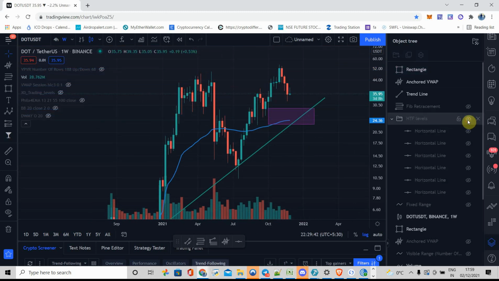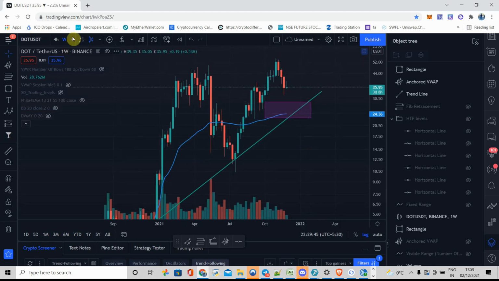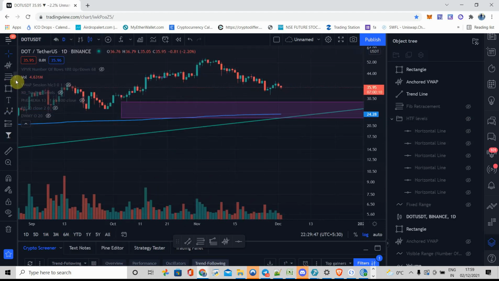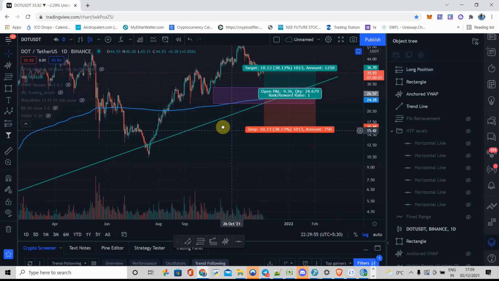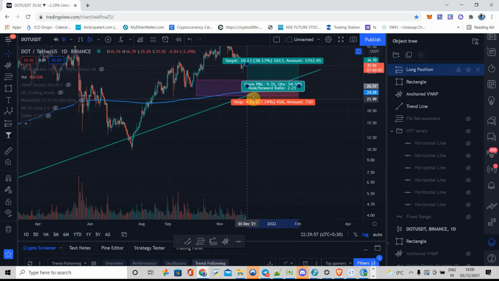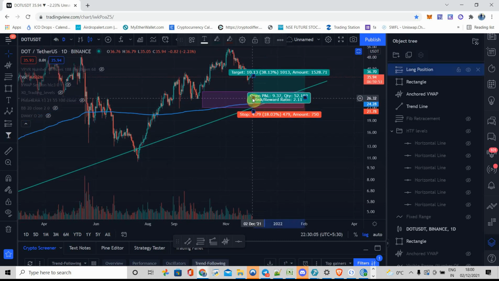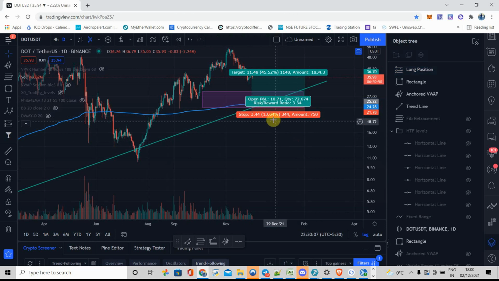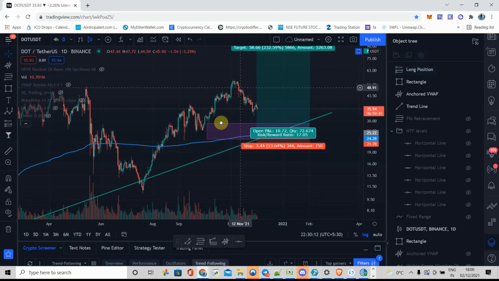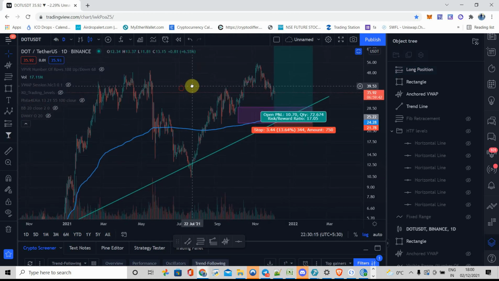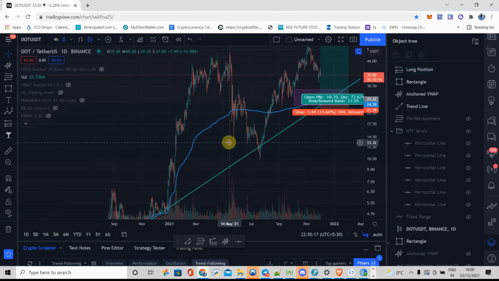So my trading idea can be, I will go long here. I want to go long around this region. My stop loss will be just below the trend line, around 18%, or maybe here. Yes, my stop loss would be around 13%. I'm aiming for the all-time high because the trend is an uptrend.